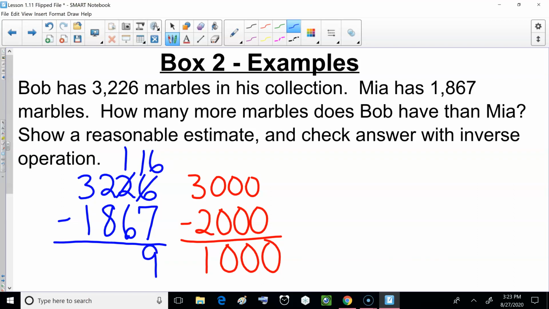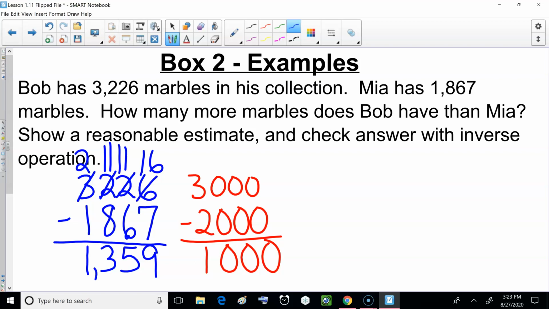1 minus 6, I don't have, there's more on the floor, I need to go next door. Trade in 100, so now I have 100, but I get 10 10s, plus the 1 10 I have, which would give me 11 10s. 11 minus 6 is 5. Then 1 minus 8, there's more on the floor, so I need to go next door. I'm going to trade in 1,000, which now I would have 2. And for every 1,000, I get 10 hundreds, plus the 100 I have would give me 11 hundreds. 11 minus 8 is 3. And 2 minus 1 is 1.